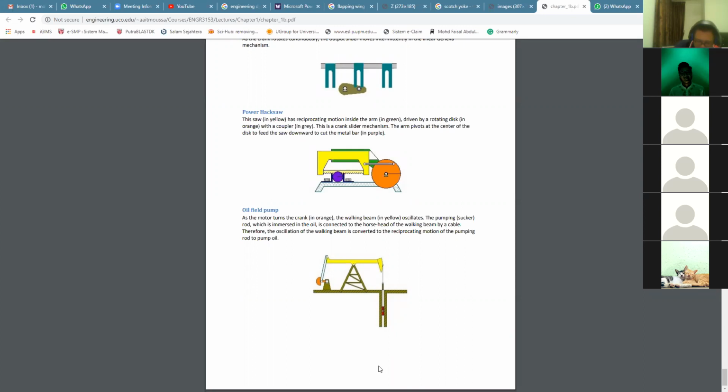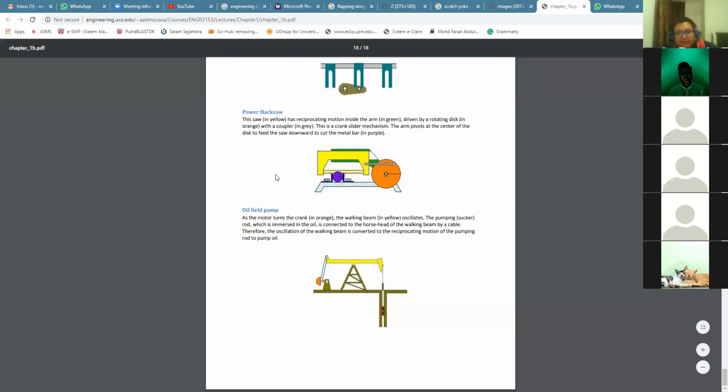What happened? Okay, we go. It will cut this material, the purple color. And that's the thing. And for today, let me see.